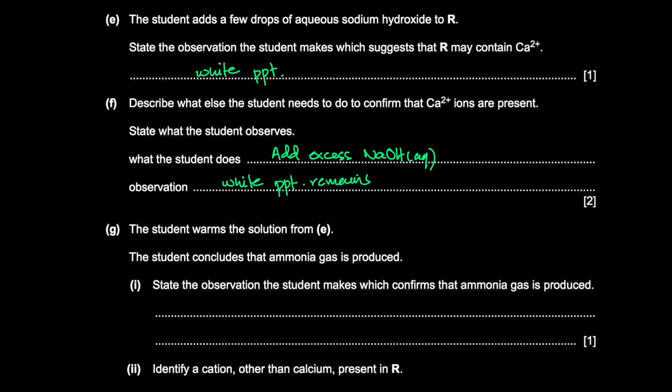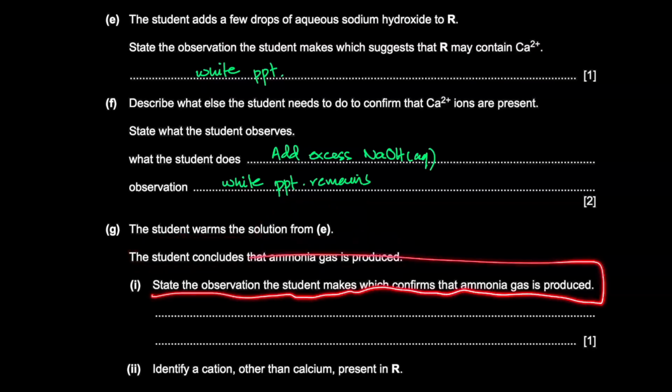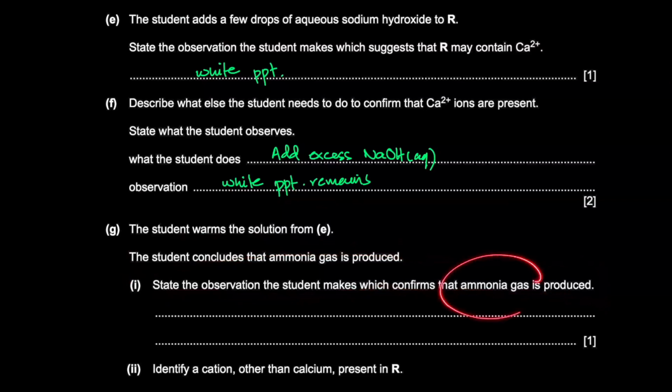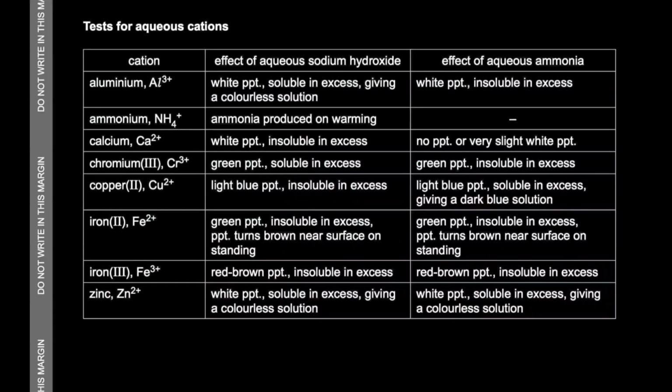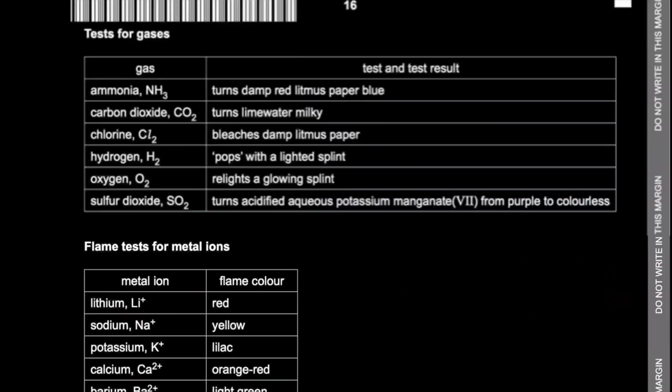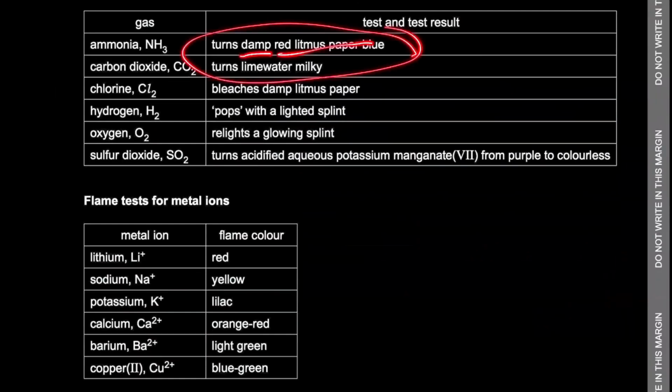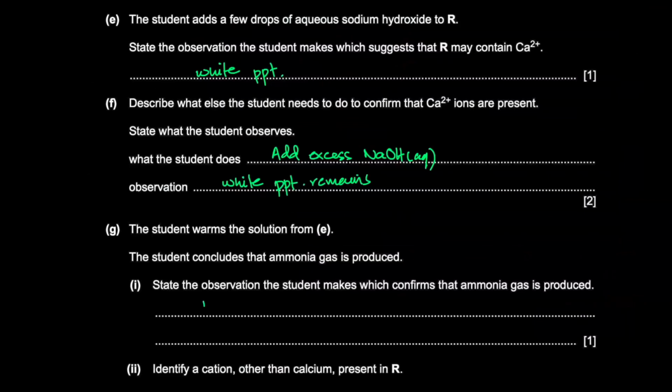The student warms the solution to form E. The student concludes that ammonia gas is produced. State the observation the student makes which confirms that ammonia gas is produced. Ammonia gas is basic, so you can use red litmus paper to test for it. It will turn blue. Again, that's given here in the test for gases. So we can say it turns damp red litmus paper blue.